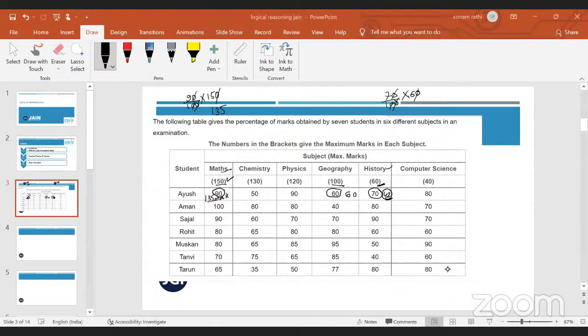Okay. Similarly, this is 80% of 40. So 80% of 40 means 32 marks. Marks is 32, but percentage is 80. Did you get it, everyone? What the data is saying? Right, Shaurya. Okay, so let's start solving questions now.